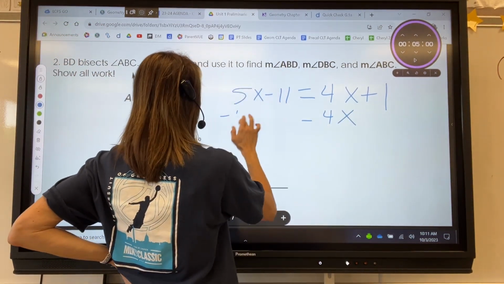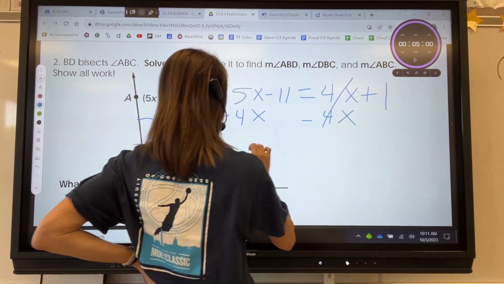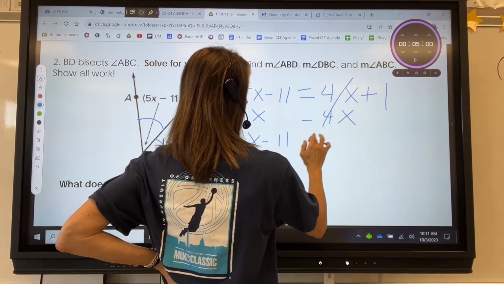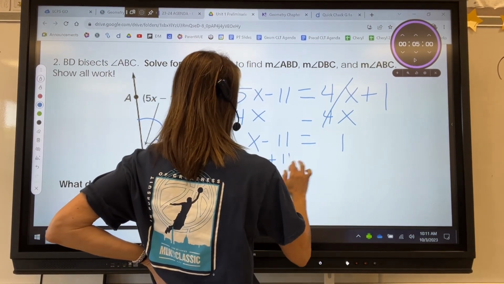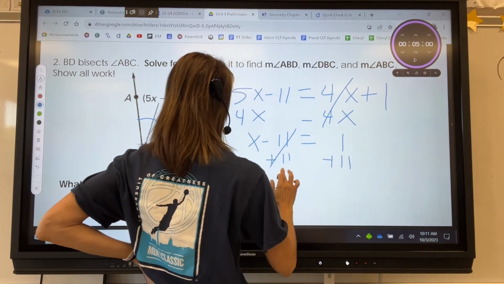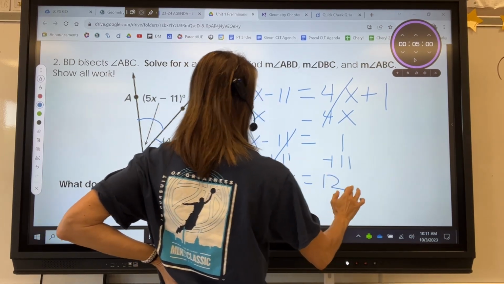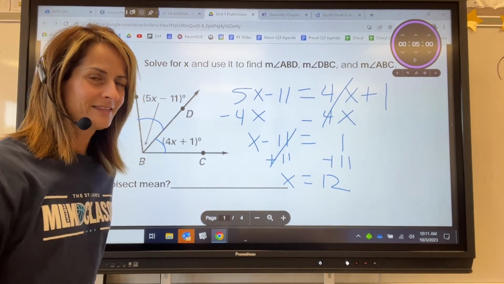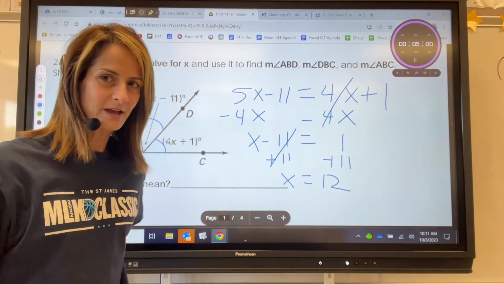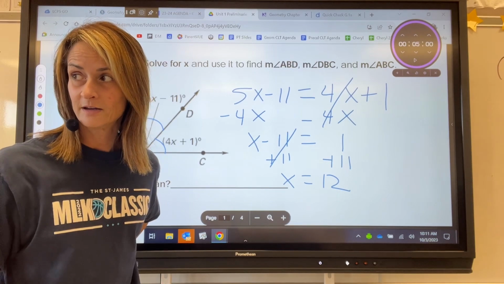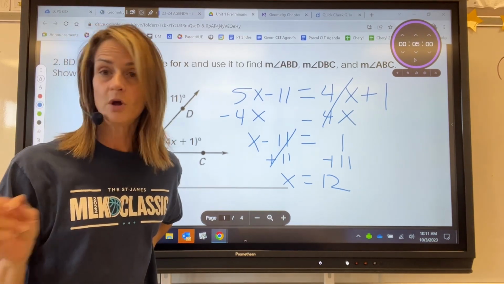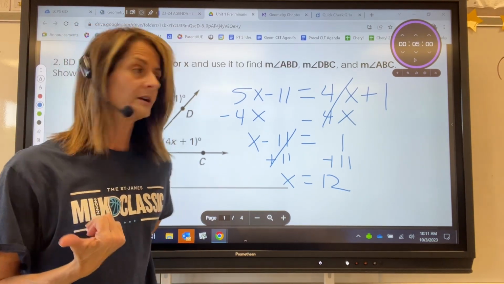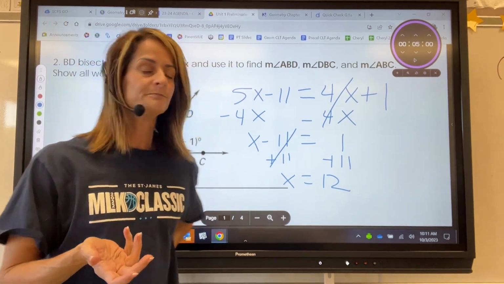I'm going to move my x's to the left because I like my x's to be positive. I've got x minus 11 equals 1. Looks like it's turning out to be 12. X equals 12. Now, if you put that as your answer, it's not right. That's how the SOL will get you as well. This is the review for your test, but there are problems just like this on your test.